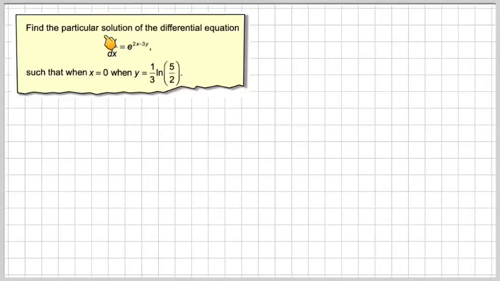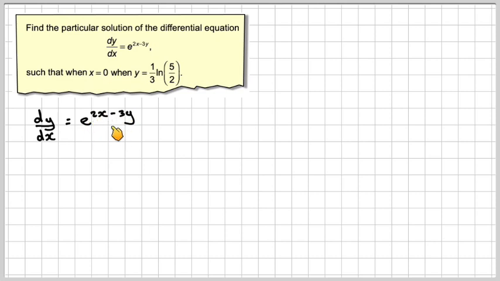Find the particular solution of the differential equation dy by dx is equal to e to the 2x minus 3y, such that when x is equal to 0, y is equal to 1/3 ln of 5 over 2. Okay, so we've got dy by dx is equal to e to the 2x minus 3y.